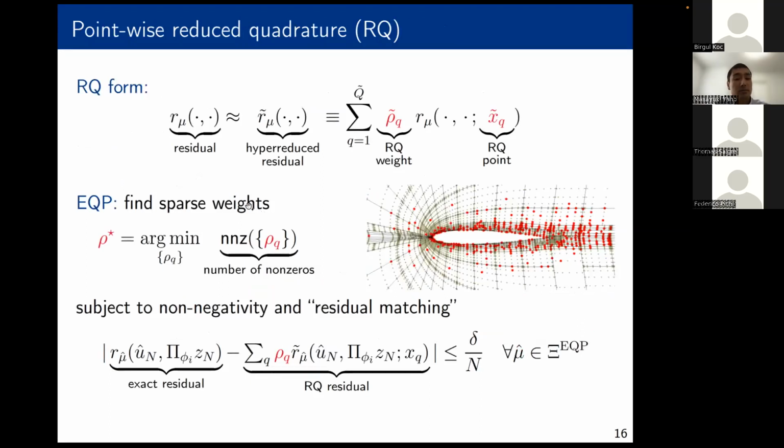We are going to still approximate the residual using the hyper-reduced residual, which is the sum of the residual evaluated on a very small subset of quadrature points, like the one shown in the figure. And we find this using, again, the empirical quadrature procedure. So the user prescribes the tolerance delta. We try to minimize the number of non-zero points subject to a non-negativity constraint and a residual matching condition, which again says that over a set of training points over the parameter domain, our reduced quadrature rule has to match the exact residual to within the user prescribed error tolerance.